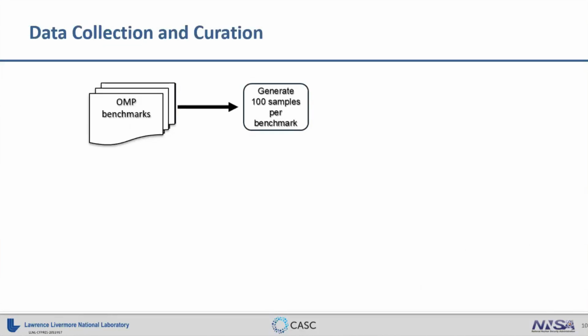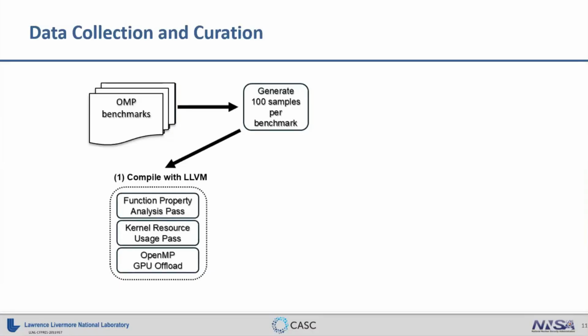So we began our two-stage prediction workflow with data collection and curation. We started by compiling 101 of the 321 available OMP benchmarks from the HeCBench suite, then executed 100 simulations per benchmark.